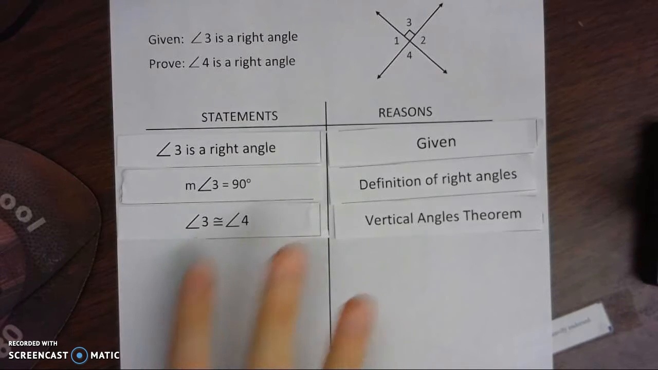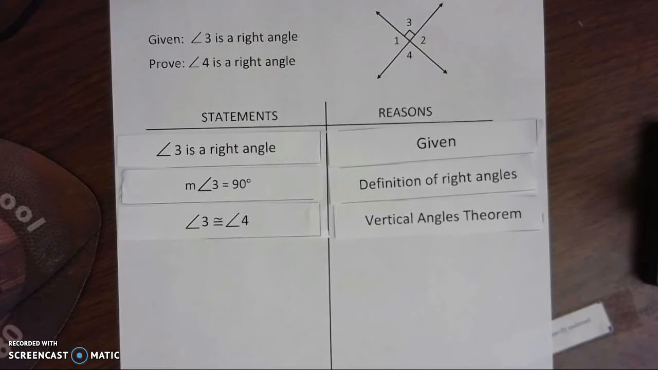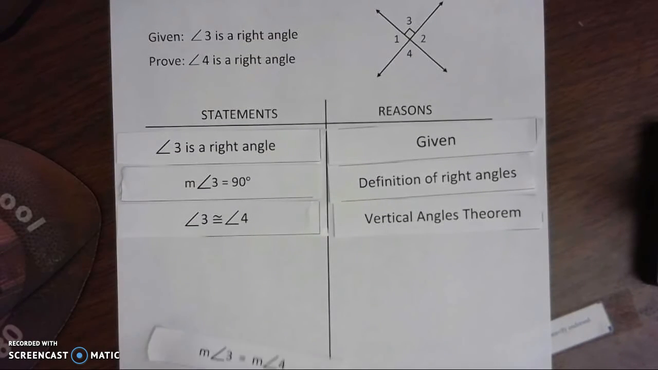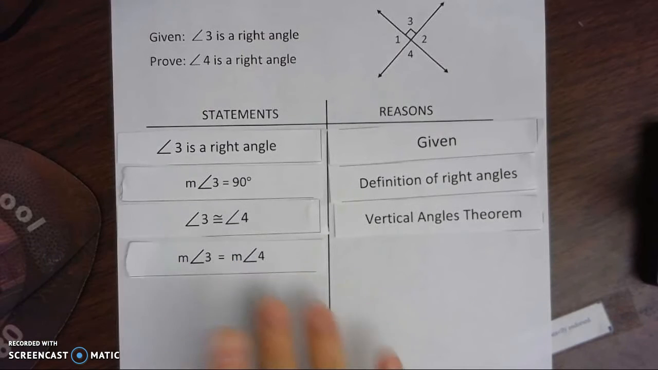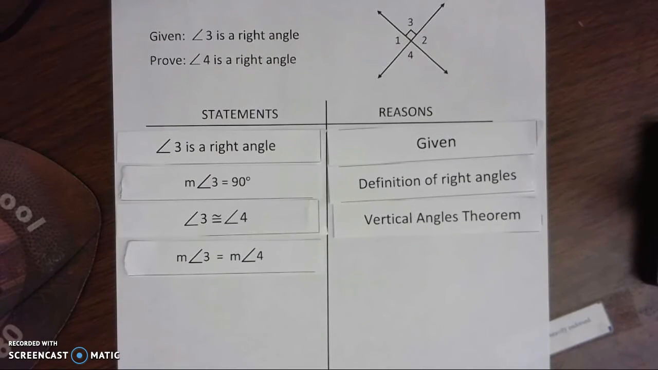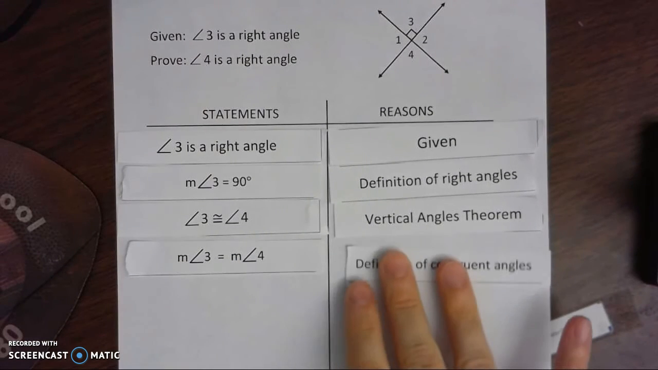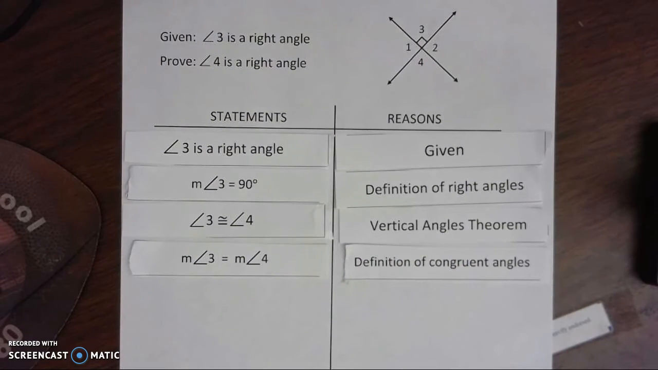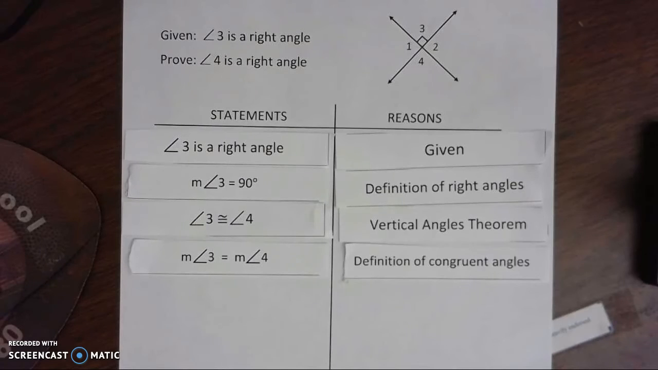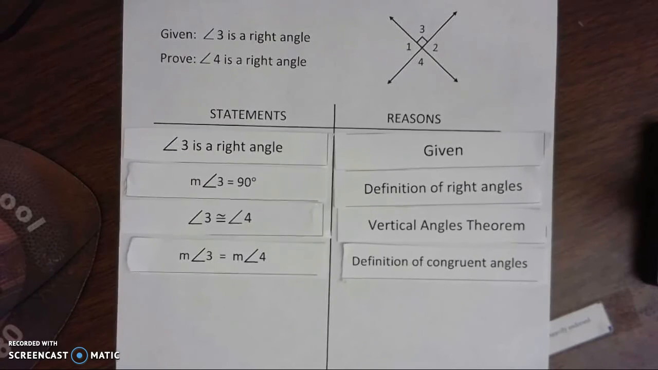All right, cool. Now I have angle 3 is congruent to angle 4. I'm getting closer and closer to angle 4 being a right angle. Do you know what the next step is? What do you have? Cool. If angles are congruent to each other, then their measures are equal to one another. What's the reason for that? Outstanding. Now you can go back and forth with the definition of congruent angles. If you had this and you want to prove them congruent, you can also use that definition of congruent angles. It works both ways.